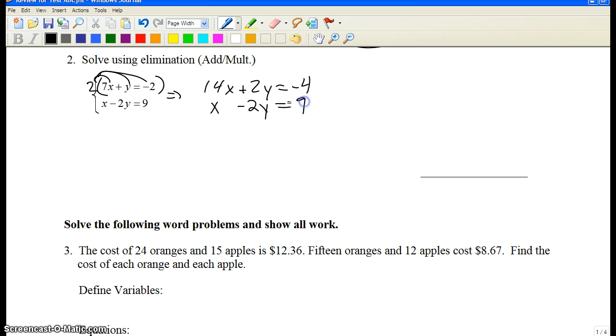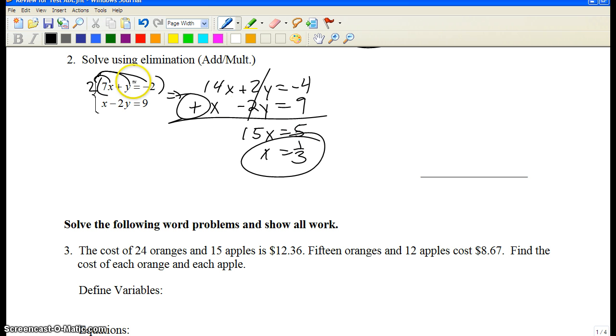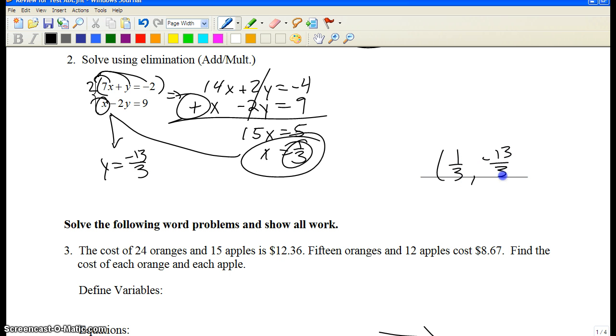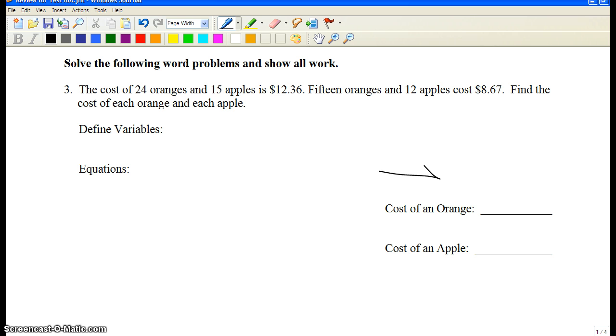And then we go ahead and add straight down. That's 0. That's 0. That's 15x, and that becomes positive 5. So we get x is 1/3. After we get x is 1/3, we take that and substitute back into one of the originals. I think that one's the easiest to substitute it back into. We're going to substitute it in for x. After you do that, you get y equals negative 13/3. So you get (1/3, negative 13/3). All right, next problem. Here we go.